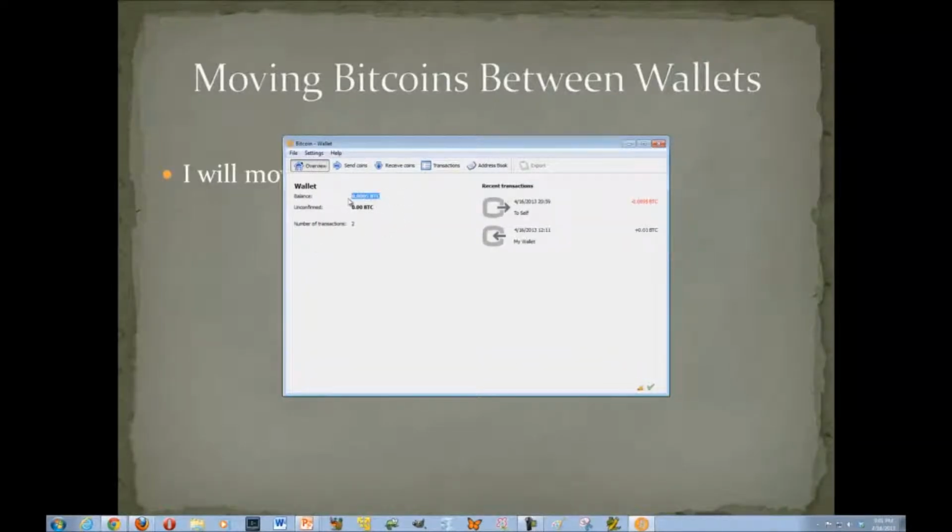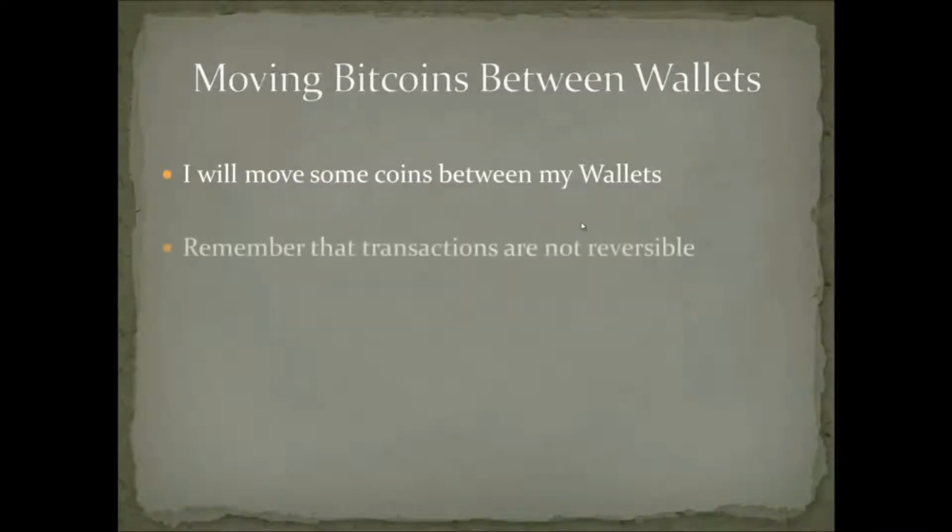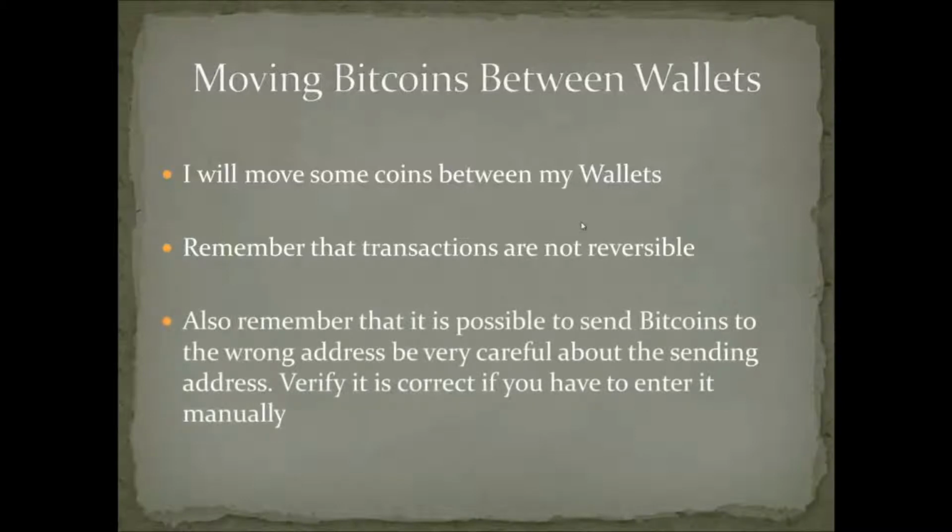And you can see my balance in my wallet now. Number of transactions. Okay. Another thing to remember, and I'll say it again, is that transactions are not reversible. Once you have sent a Bitcoin from one address to another address, there is no way to get your money back unless the other person you've sent it to consents. So buyer beware, be very careful about your transactions and when you send money and to whom you send it. Another thing is that it's very possible to send Bitcoins to the wrong address.